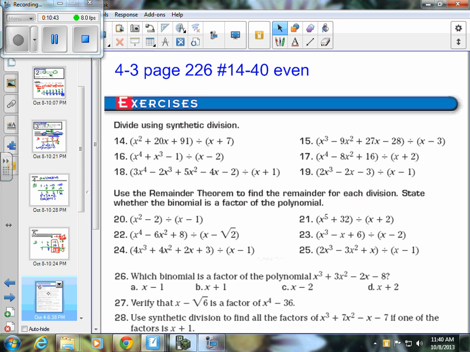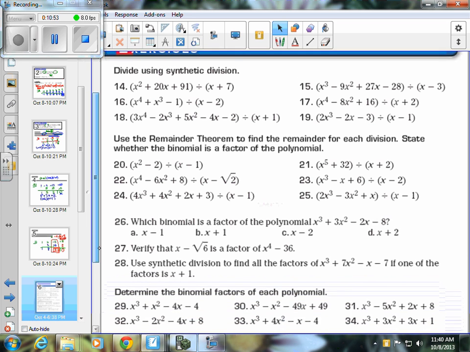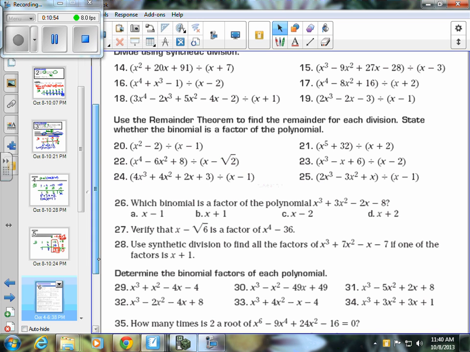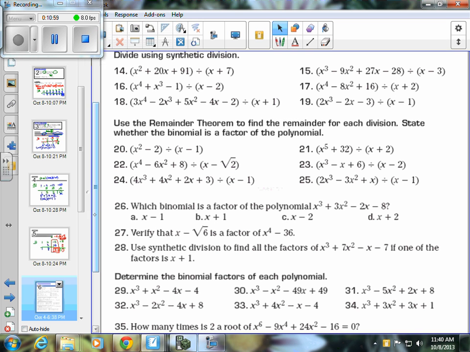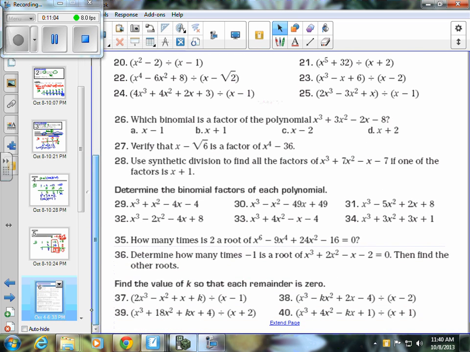Okay, so the assignment for everybody here is page 226, 14 through 40 even. I believe you have that already on your note sheet for yourself. And so if you want to just have a look at this so you can see what you're doing and you can have this up when you're working on that, then you can screenshot it if you want. So you have those and then all the way through number 40 for the rest of them. So I hope everything goes well for 4-3. Check your synthetic division, see if you get a zero remainder, then that binomial is a factor.